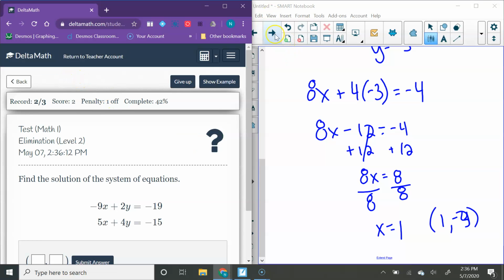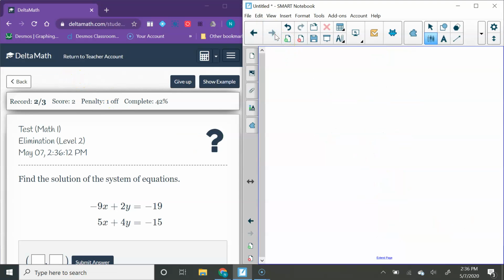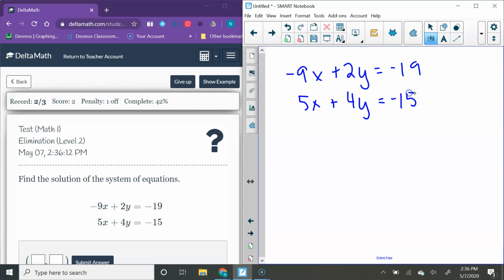All right, let's do one more of these, and then we'll move on to substitution. So I've got negative 9x plus 2y equals negative 19. And I've got 5x plus 4y equals negative 15. And so these won't cancel as they are, but if I multiply this top equation by negative 2, then I'll get a negative 4 right here. And that will cancel with this positive 4 right here.